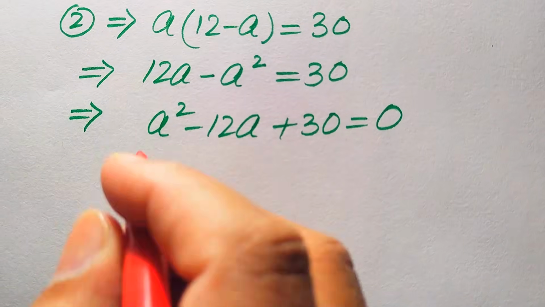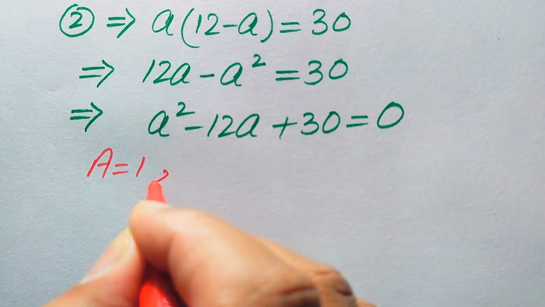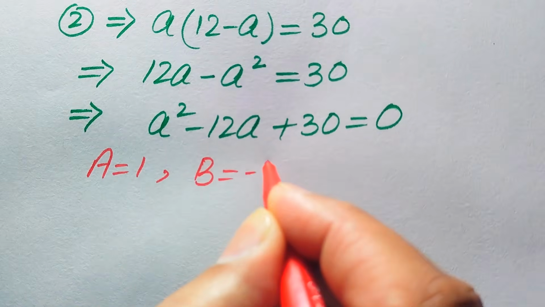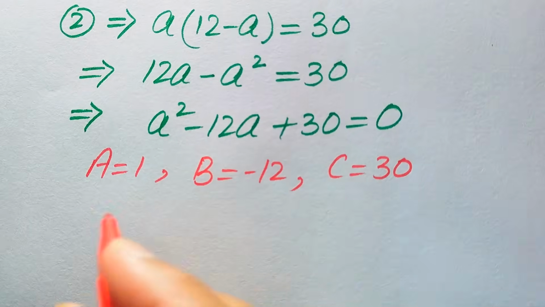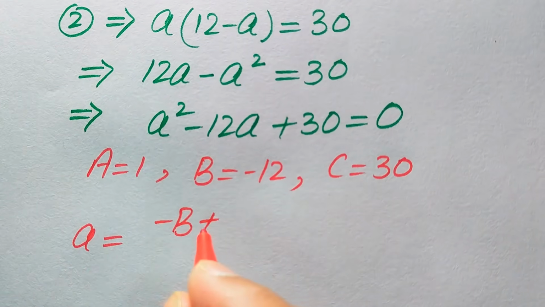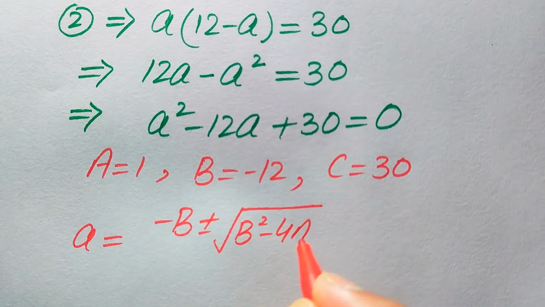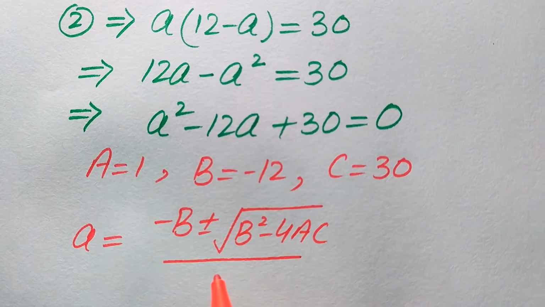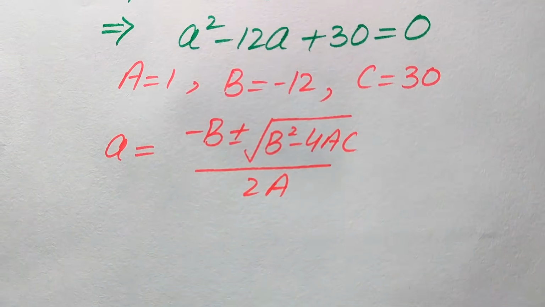So for this we need to write the coefficients of this equation, and its coefficients are a is equal to 1, b is equal to minus 12, and c is equal to 30. And we state the quadratic formula as a is equal to minus b plus minus square root of b square minus 4ac, divided by 2a. This is our quadratic formula, and here we need to substitute all the values of a, b, and c in this formula.